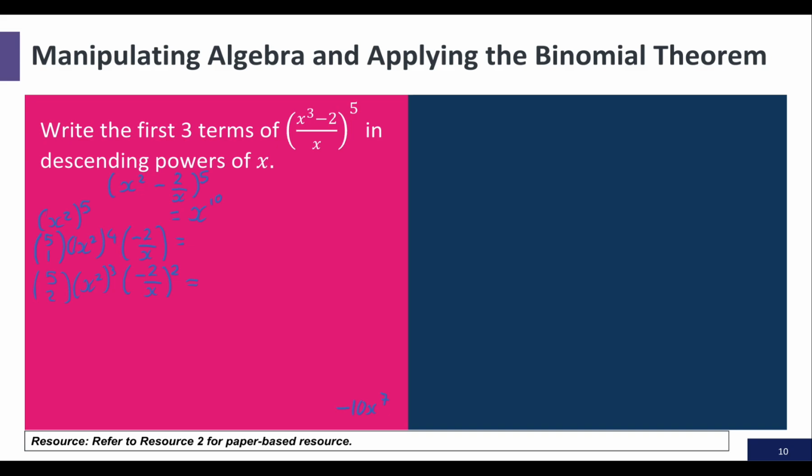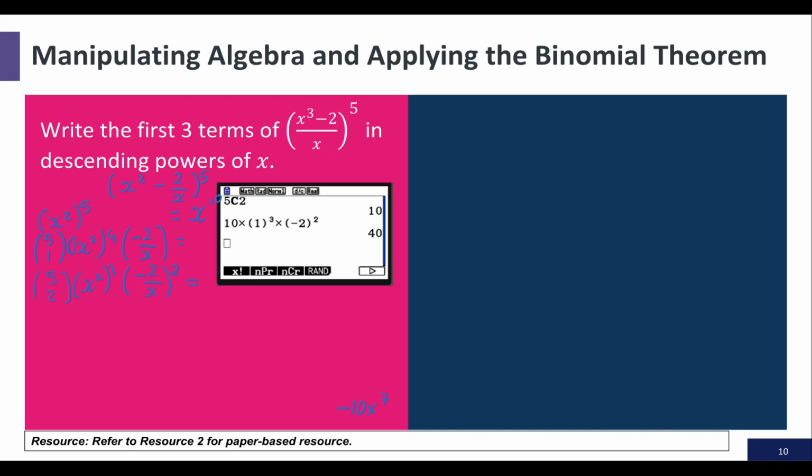Okay, right, so the next one, in my calculator, it's going to be 5 choose 2, which is 10. Multiplied by 1 cubed, so those two terms are quite nice. And then here, this minus 2 is a numerator. So it's minus 2 squared, and that tells me that lovely coefficient, which I'm just going to write underneath. So it's going to be 40.